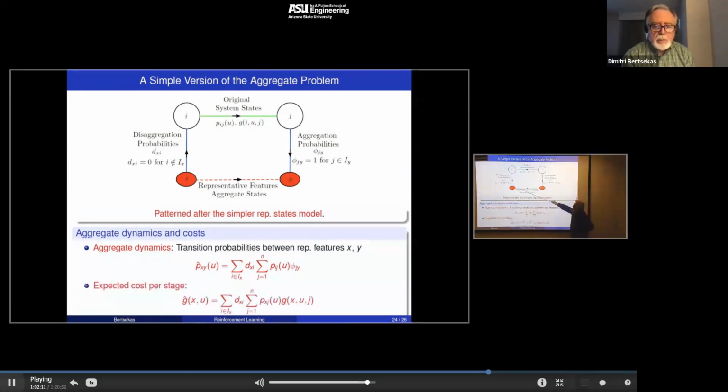At the same time, as I go through the cycle here, I incur a cost right at this point. And that cost is the expected cost of going to states in here, and then the expected cost of making the transition. This down transition does not cost anything. So this is the expected cost per stage. However, this gives you a legitimate aggregate problem, but it is flawed. Can you tell why it might be flawed?